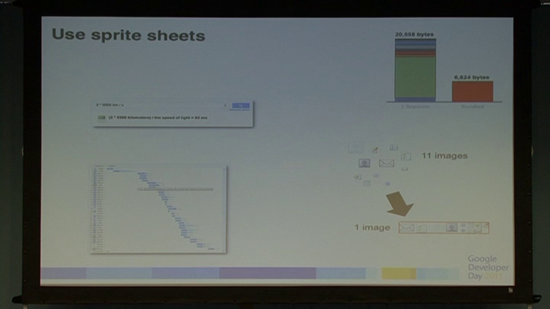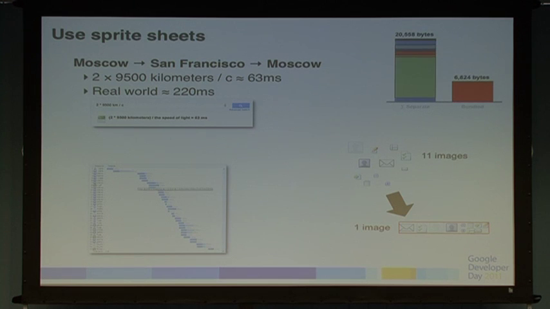Just to illustrate that, if you do this calculation, I basically looked at how far it was from California, the office where I work, to Prague, and it was about 9,500 kilometers. So we have to go there and we have to come back. That's 2 times 9,500 kilometers divided by the speed of light, which is about 63 milliseconds.